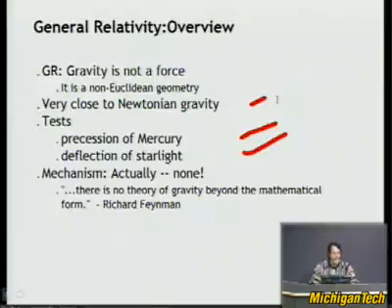As for mechanisms, curvature is a way of picturing what goes on. There's no real known action-at-a-distance mechanism for gravity. There's no theory of gravity beyond the mathematical form, as Richard Feynman is partly famous for saying.